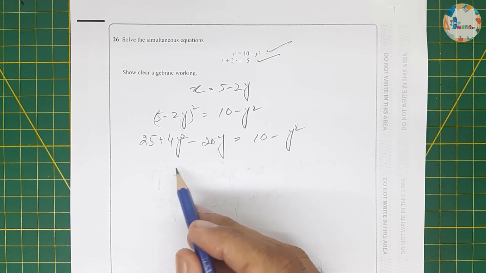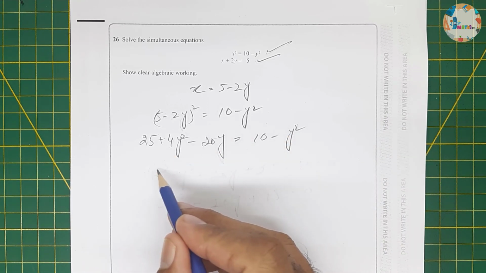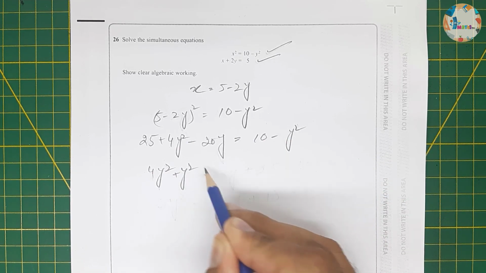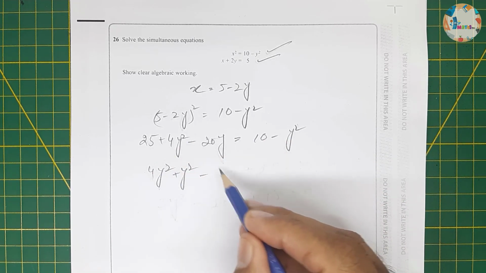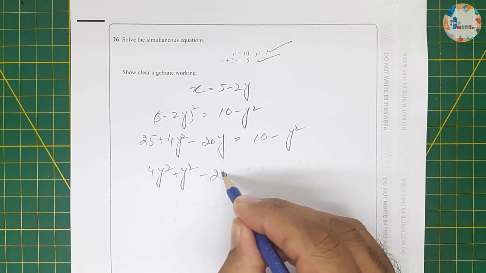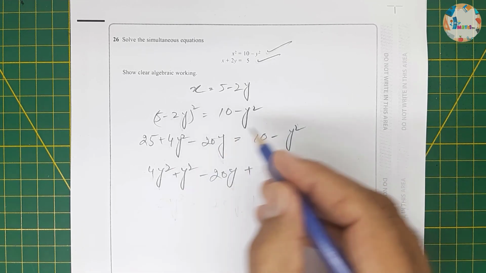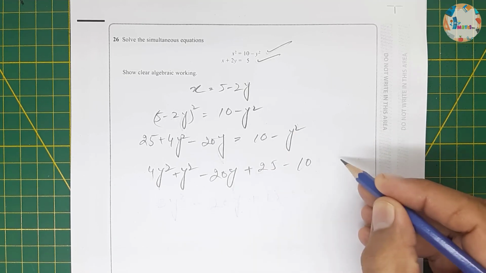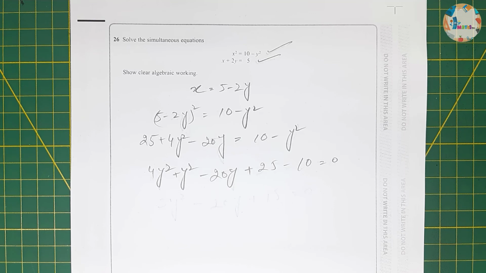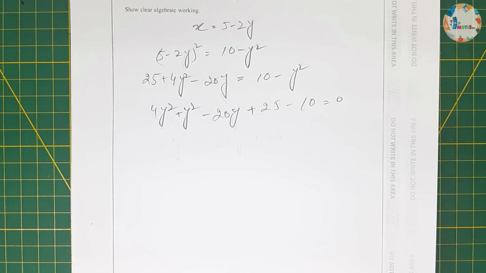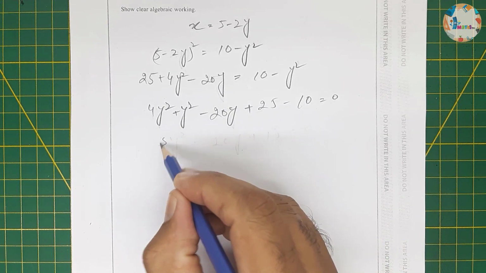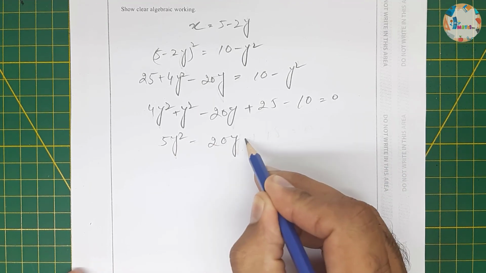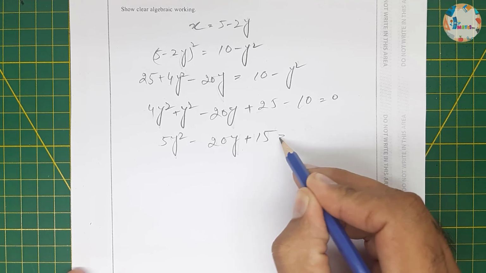Now next we can shift everything to this side, so it will be 4y squared plus y squared minus 20y plus 25 minus 10 is equal to 0. Now we have to add the like terms, so y squared, this will be 5y squared minus 20y plus 15 is equal to 0.